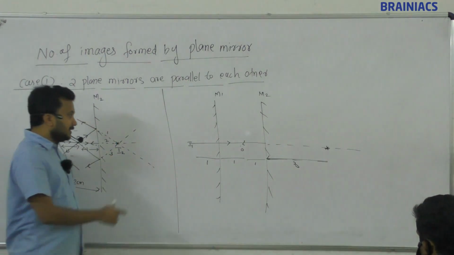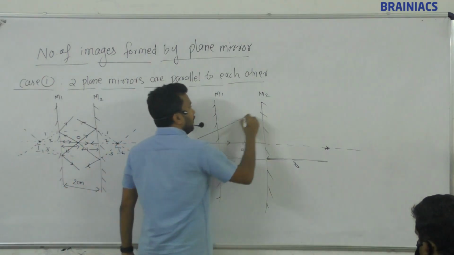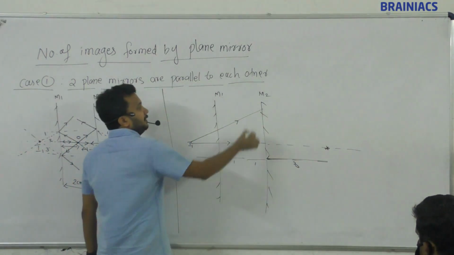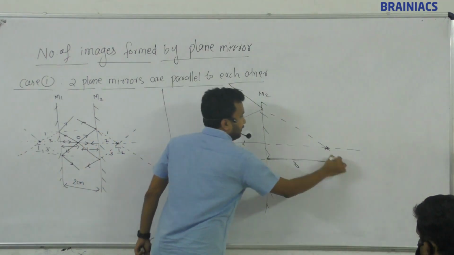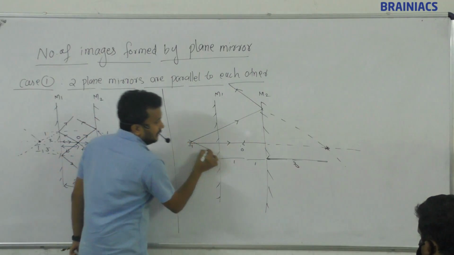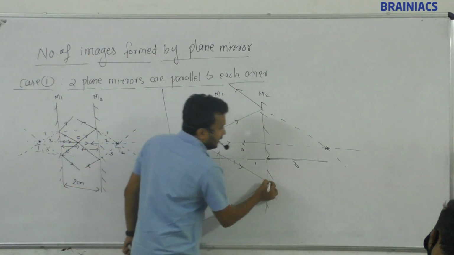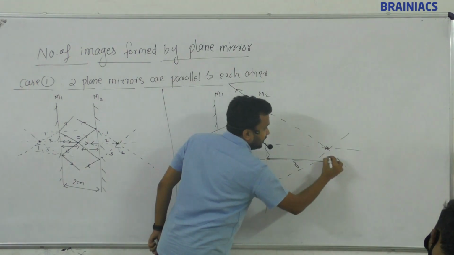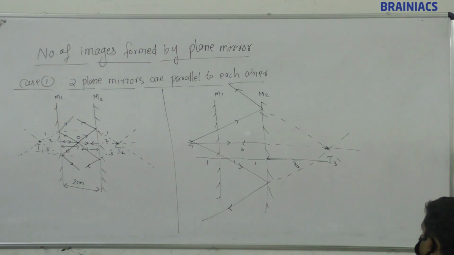Additionally, similar to this one, I am drawing additional lines. How should I draw the additional line? One incident ray and then a reflected ray. This will go and meet at this point. Similarly, an incident ray and a reflected ray, which will extend and meet. This image is called I3. Understood? So draw that. Wait, then let me complete I2 also.